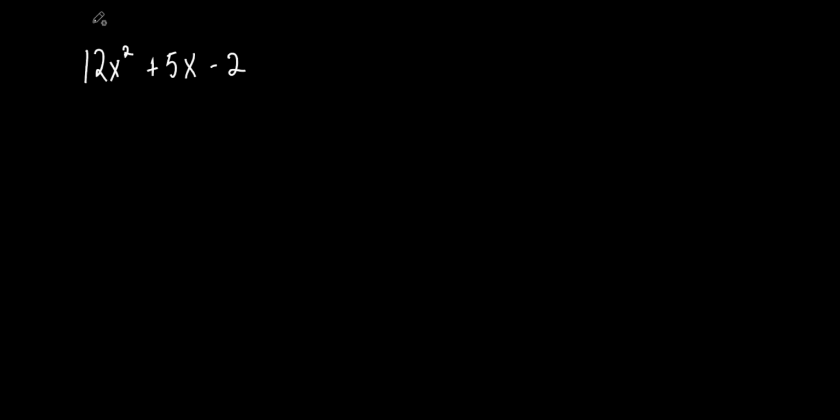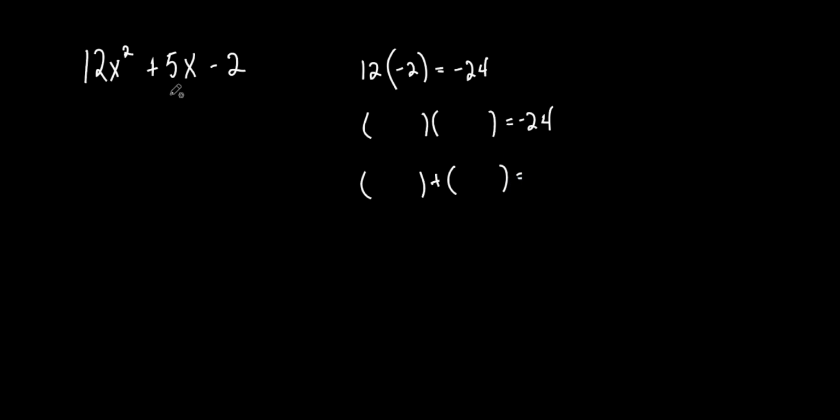So what I'm going to do is take that first coefficient and that last number, multiply them together. So I'll even show you every little step. So 12 times negative 2 is negative 24. You with me? Okay. So now I want to find out what times what is negative 24, and those same two numbers added together equals that middle one, which is a positive 5. You with me?